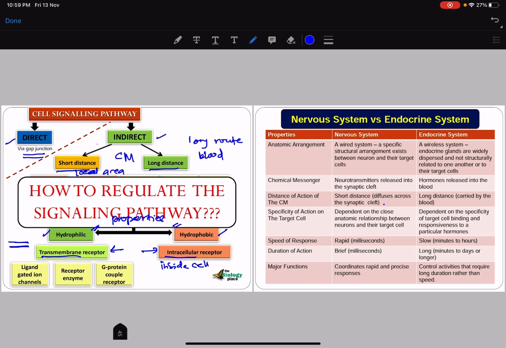So for the later part of this, I ask you to read on ligand gated ion channel, receptor enzyme, and G protein coupled receptors. Receptor enzymes, there are three types. G protein coupled receptors involve second messengers. Ligand gated ion channel, that's another one.